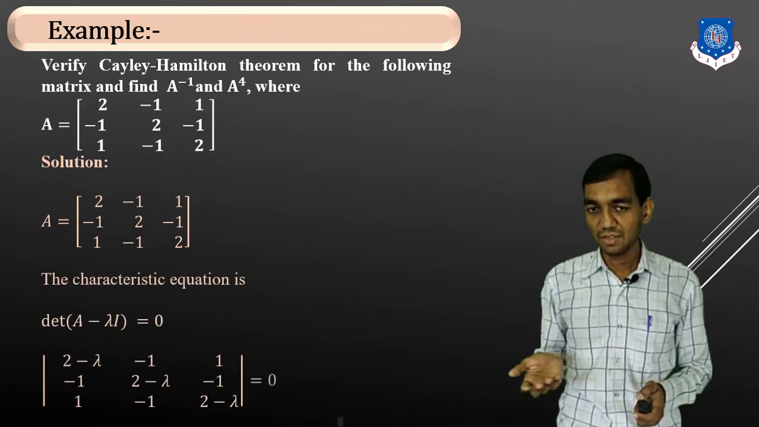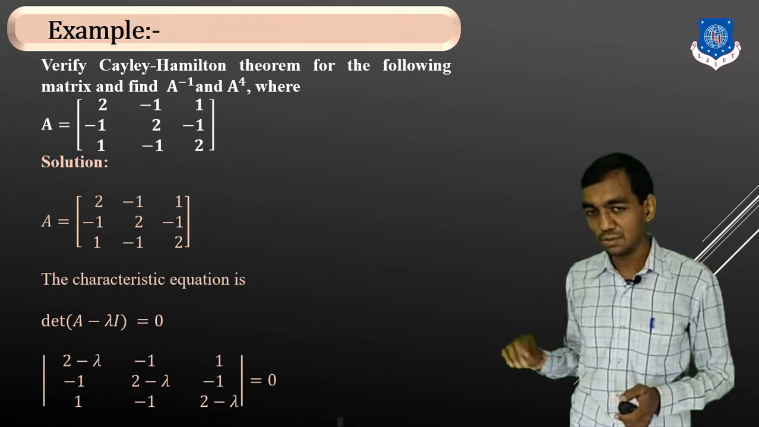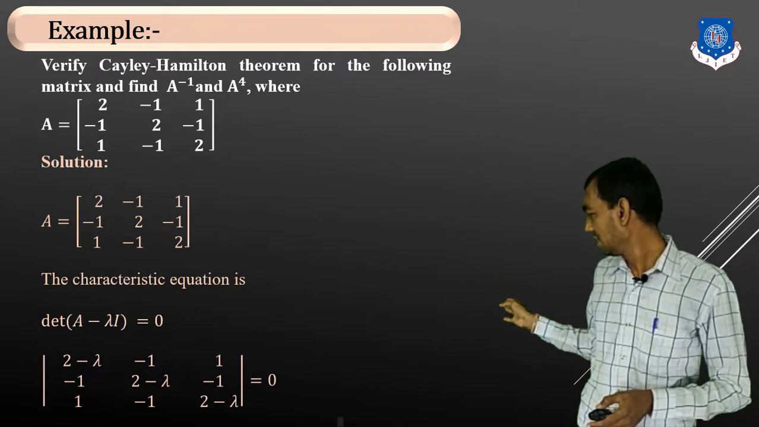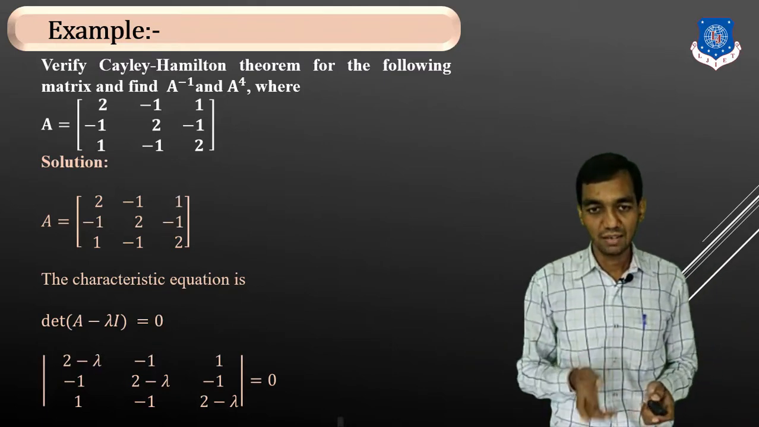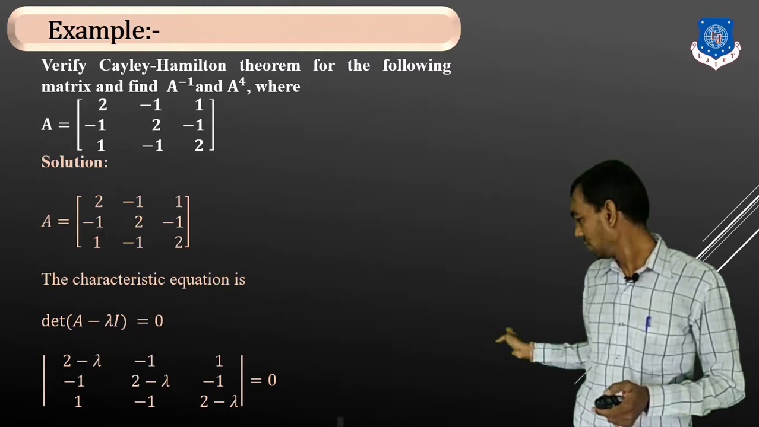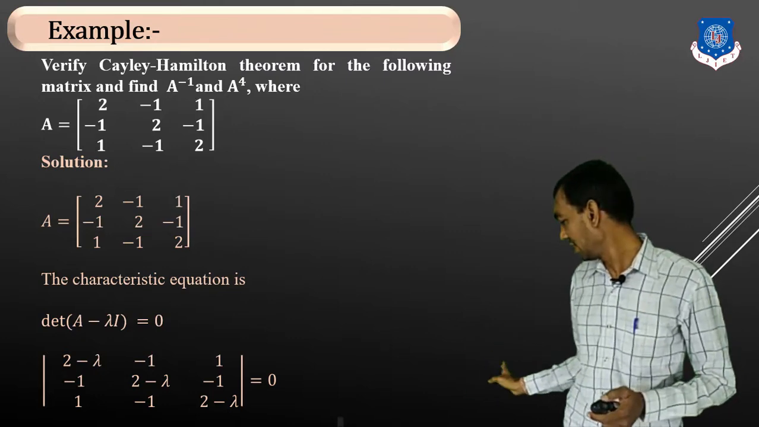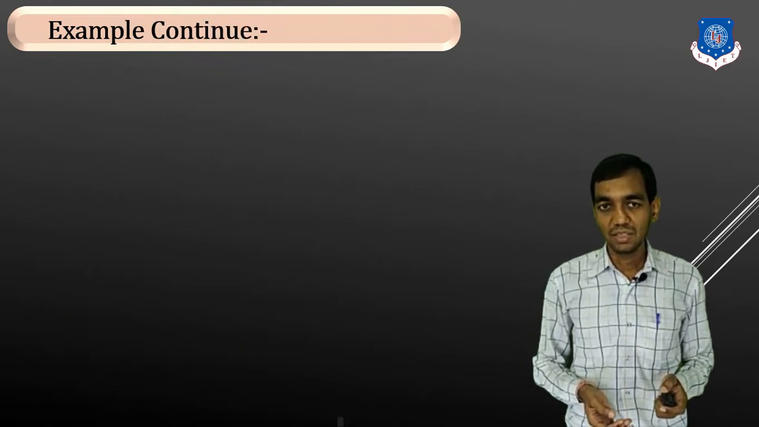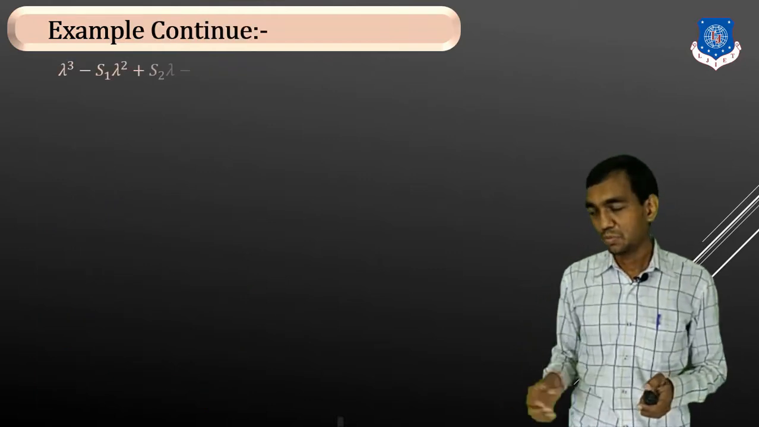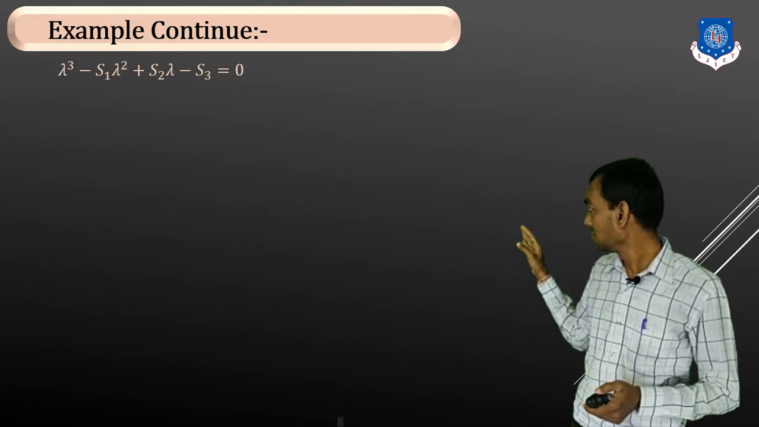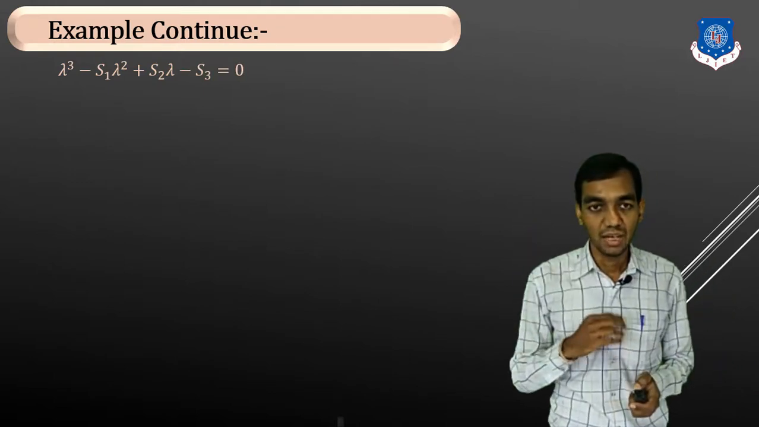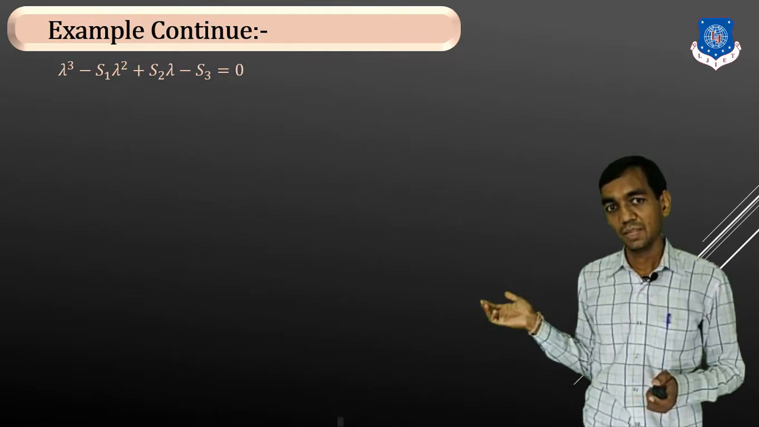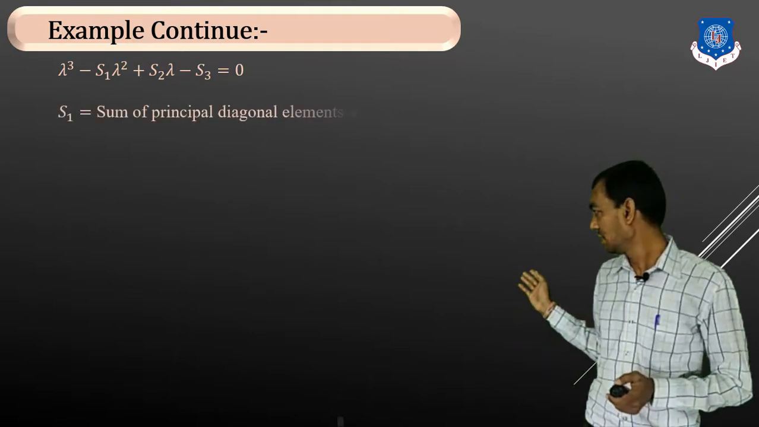Now since we are aware that determinant of A minus lambda I equal to 0 is a characteristic equation, you will have the determinant of [2-lambda, -1, 1; -1, 2-lambda, -1; 1, -1, 2-lambda] = 0. Now solving this equation by our simple method of S1, S2 and S3, you will have the equation lambda^3 - S1 lambda^2 + S2 lambda - S3 = 0. Now putting the values of S1, S2 and S3.